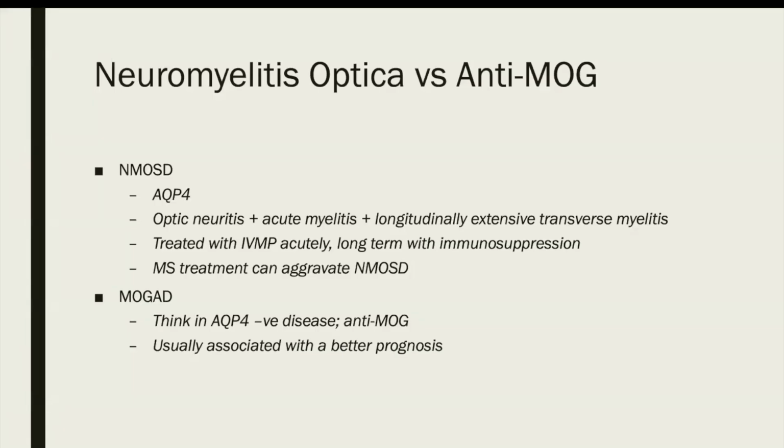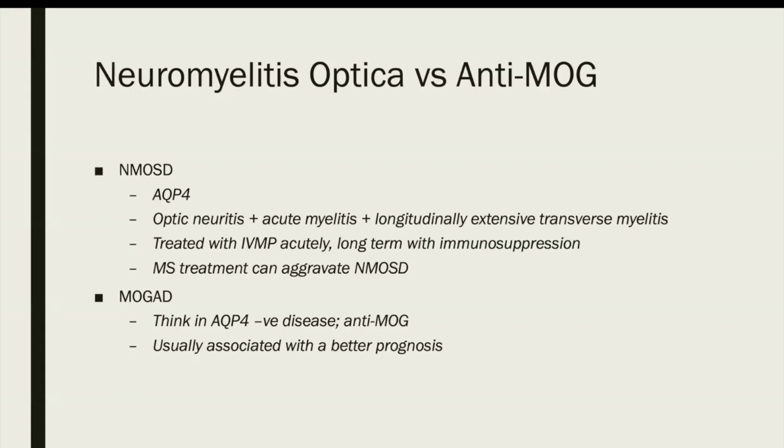And the treatment for neuromyelitis optica spectrum disorders is usually with immunosuppression, things like mycophenolate, for example, azathioprine. You're not going to be using lots of monoclonals. There are some monoclonals that are used, like rituximab, but you want to try and avoid MS monoclonals that we mentioned because they can actually aggravate the disease.